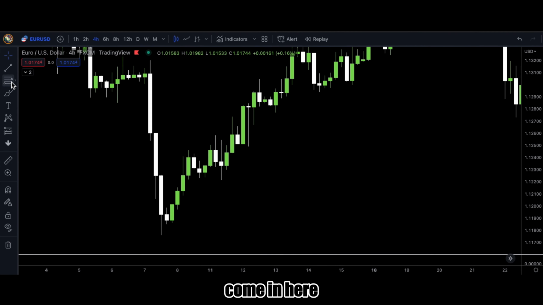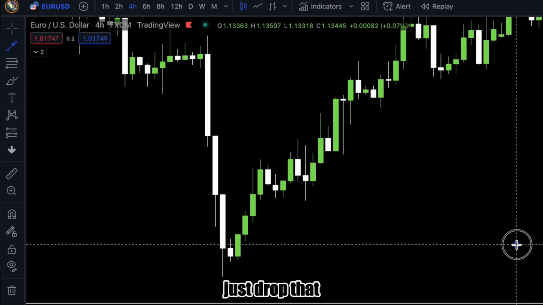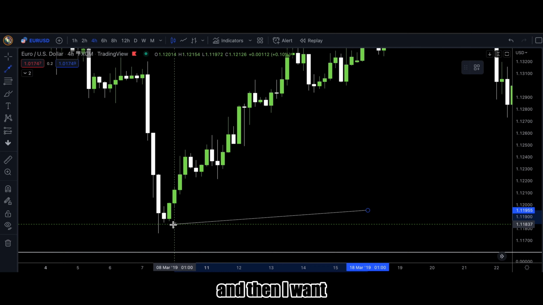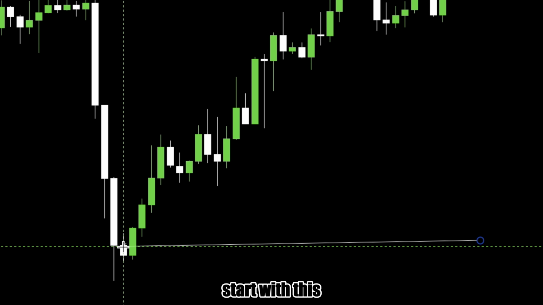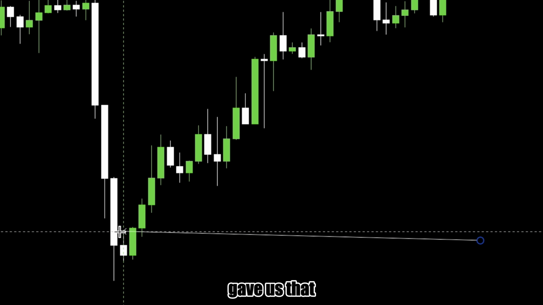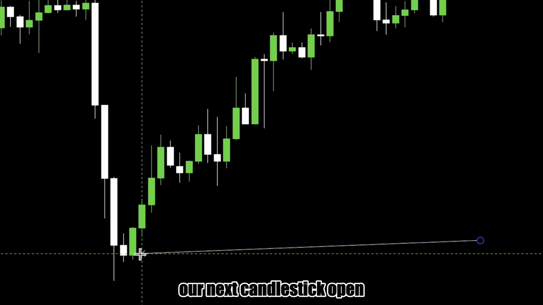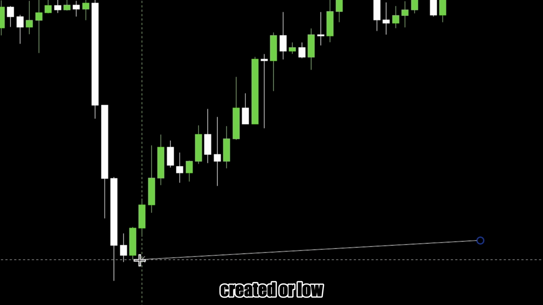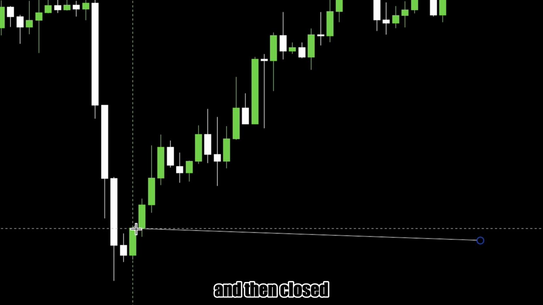So if you come up to the top, you'll be able to find an arrow tool. Just drop that sucker anywhere on the chart, and then I want you to start to identify these candlesticks, right? So we'll start with this candle here. Price opened right here, worked its way up, gave us that wick, came down, and then closed. Our next candlestick opened, created our low, had a lot of bullish pressure, gave us a bullish engulfing candle, came up, created a high, and then closed.